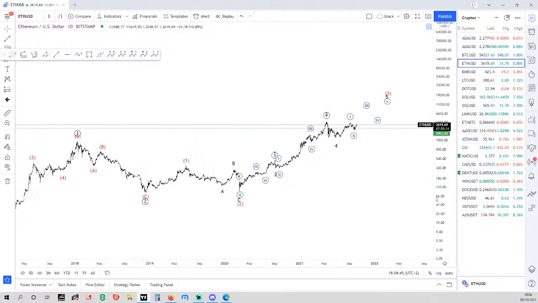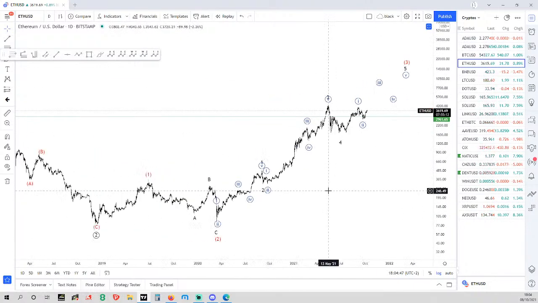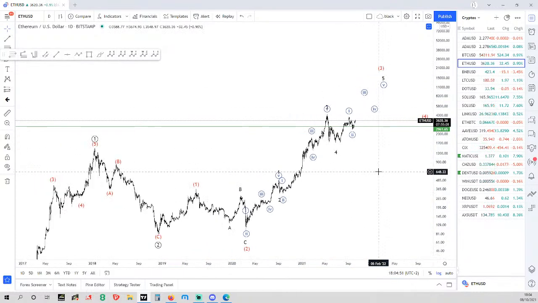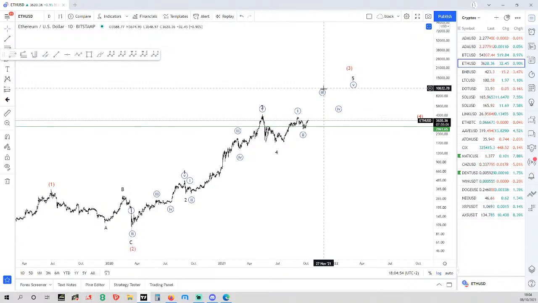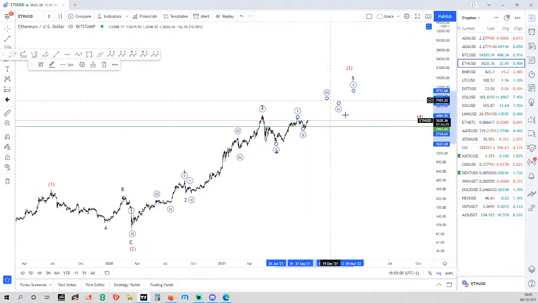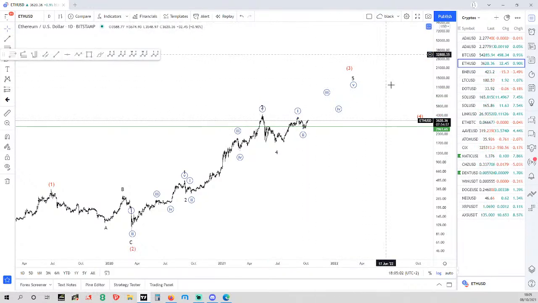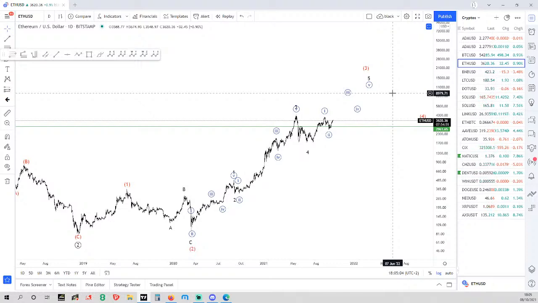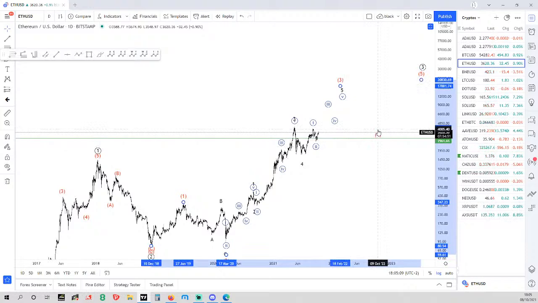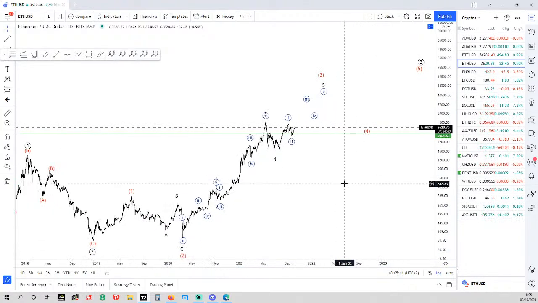If my count is correct, we are within intermediate wave 3, which is the red one, and we're just going to continue to the upside. And we should have just completed wave 1 and 2. So can we get to 10,000? Yes. If this count is correct, we can easily get to 10,000. And after that, of course, we could expect a significant retracement.